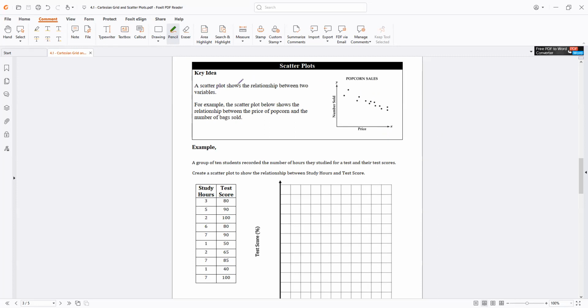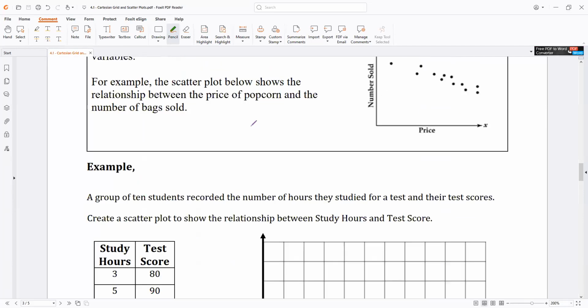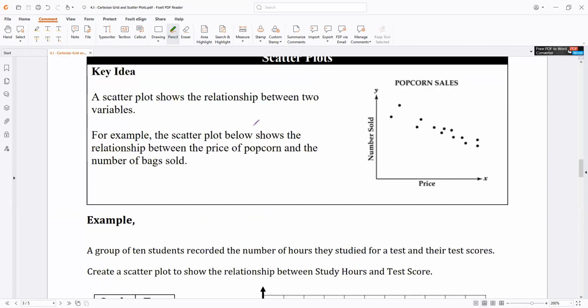Okay, a scatter plot, let me zoom in. A scatter plot shows the relationship between two variables. In other words, something on the x-axis and something on the y-axis. Some kind of variable because it can change in number. Because, you know, if I'm talking about the price of, let's say, a handbag, the price can change. It is variable. Okay. And numbers sold.